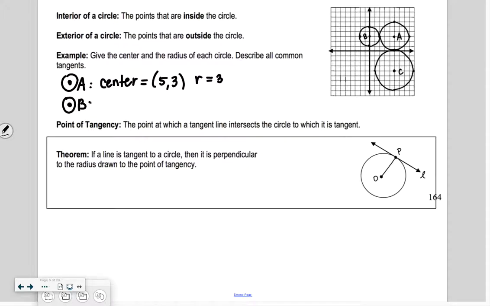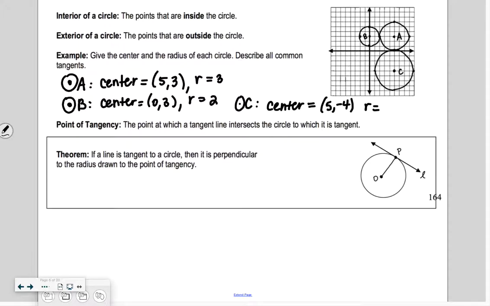So how about circle B? Circle B is at center (0, 3). Radius? 2. Yep, good. How about circle C? Our center looks like it's (5, -4). Do you guys have that? What's its radius? 4.